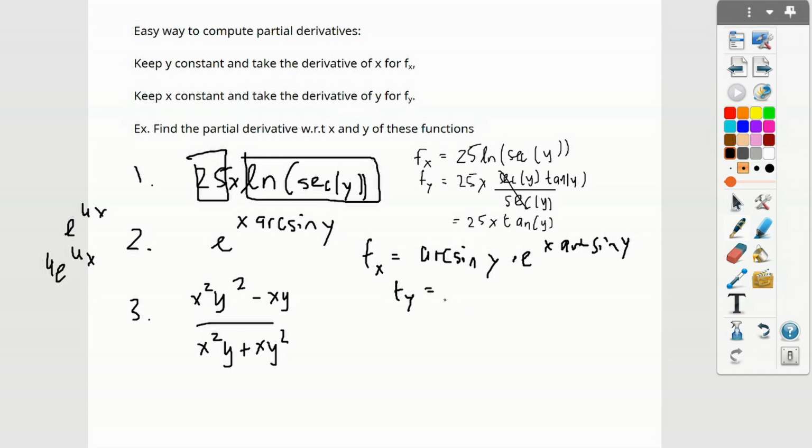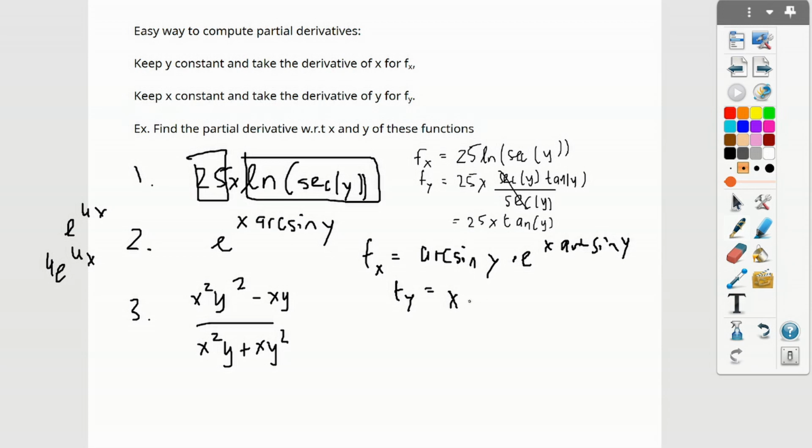What is f sub y? In this case, now we actually have to differentiate arc sine y. What do we have first of all? This is like e to the 2 arc sine y, right? Because the x is the constant. So what you get is 2e, or no, I'm sorry.